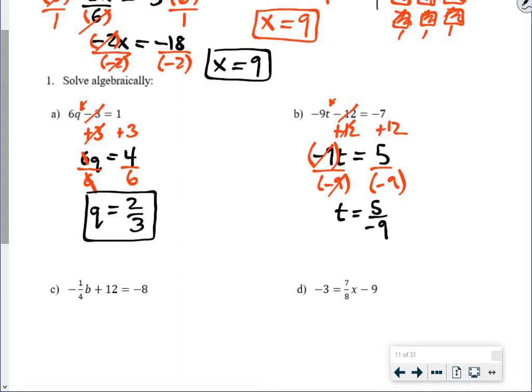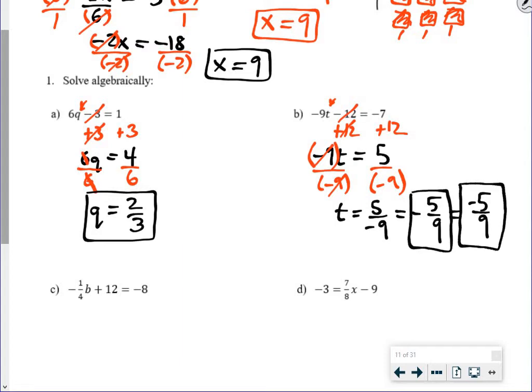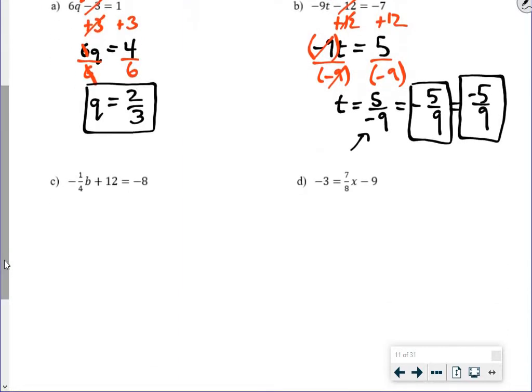Now I could rewrite that as negative 5 over 9, or equivalently 5 over negative 9. These are all equivalent. It is generally more common to see it written in either this form or this form. This one's a little bit strange to see, but it's still fine, good enough.